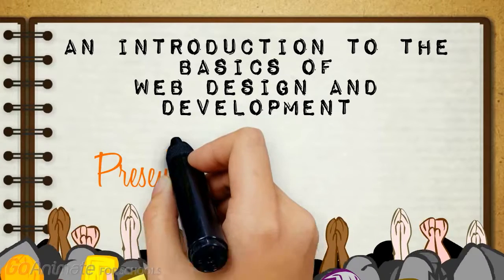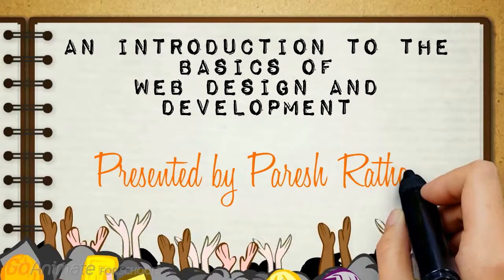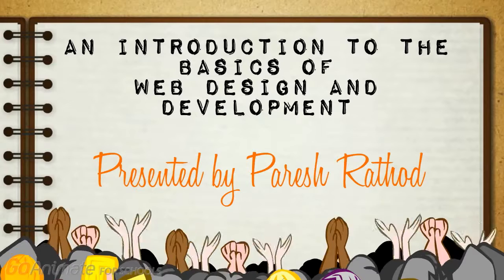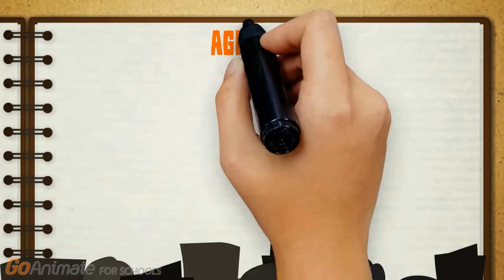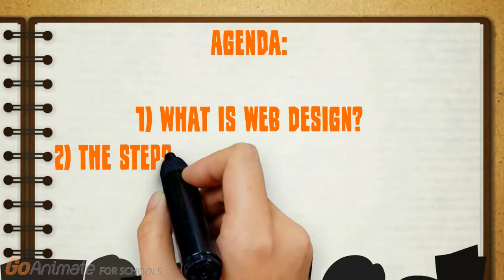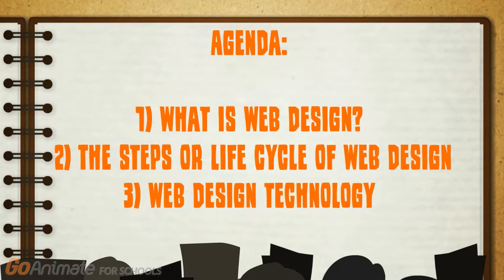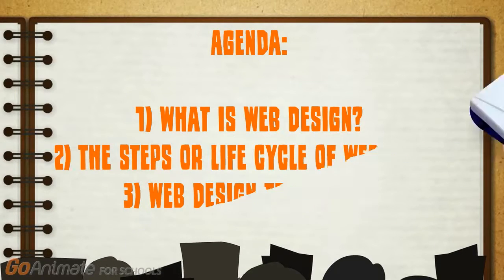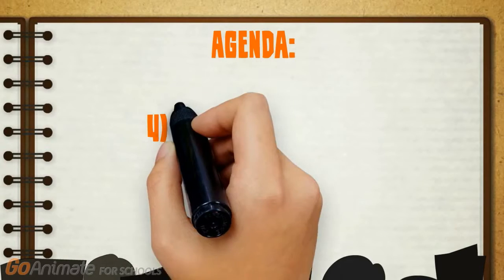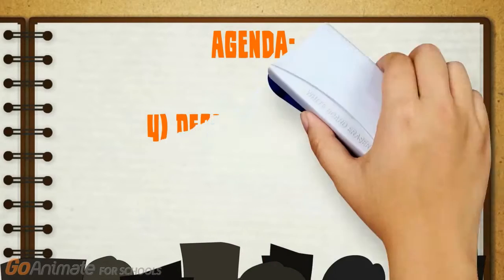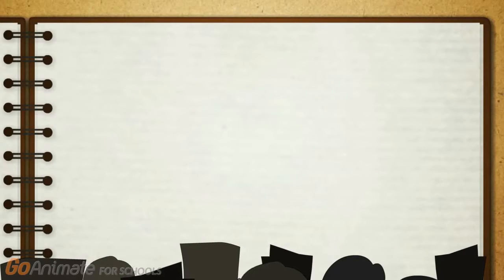My name is Perl, and today's agenda is, first, we will learn what is web design. Second, we will learn what is the process of web design, the steps or life cycle of web design. Third, we will see which technology can be useful in web designing. Finally, we will conduct a web design workshop. We will be happy to help your team.